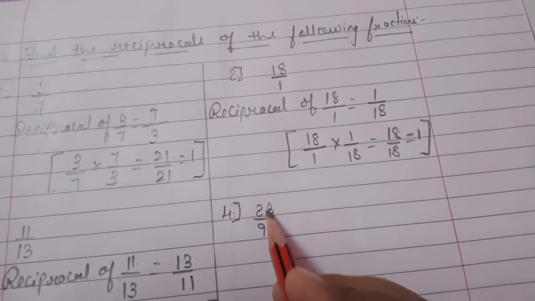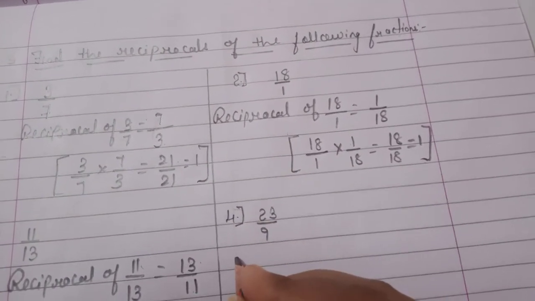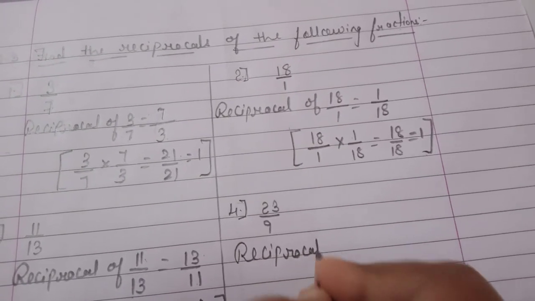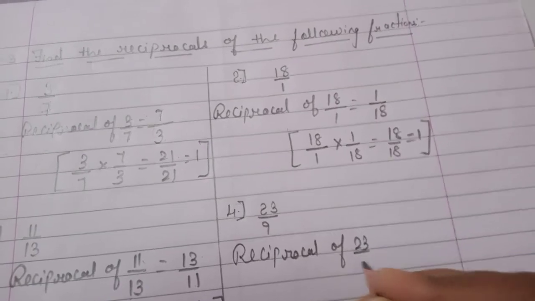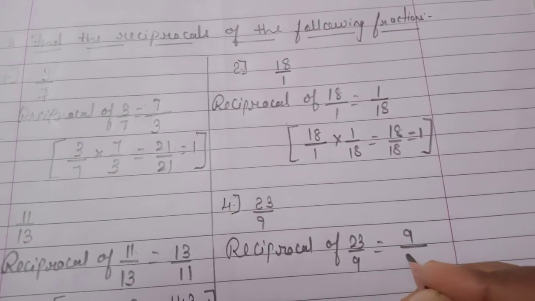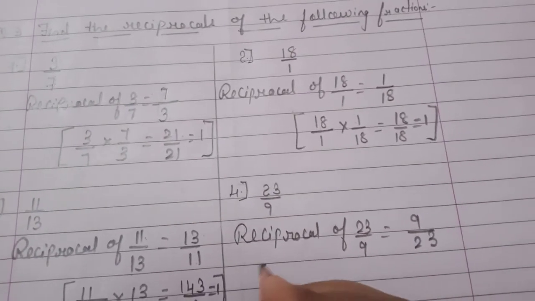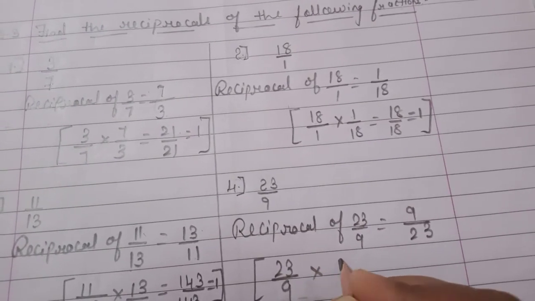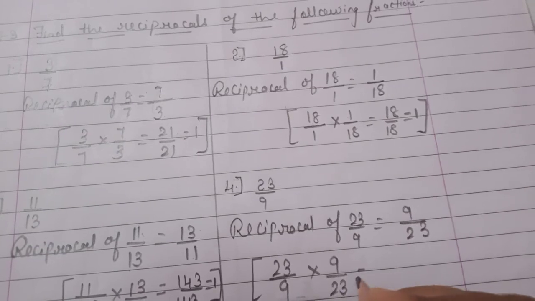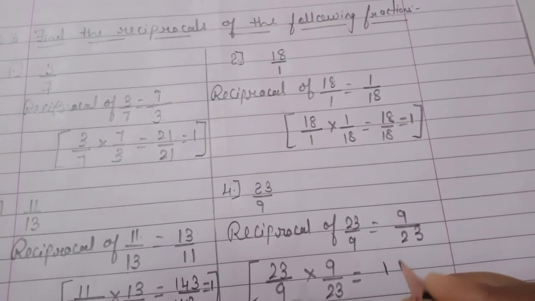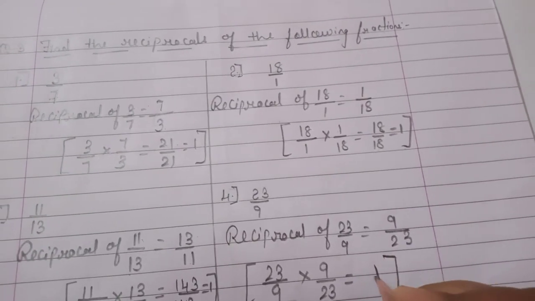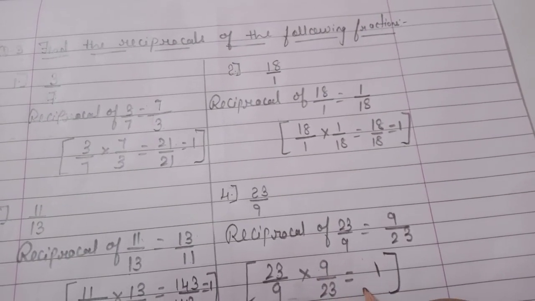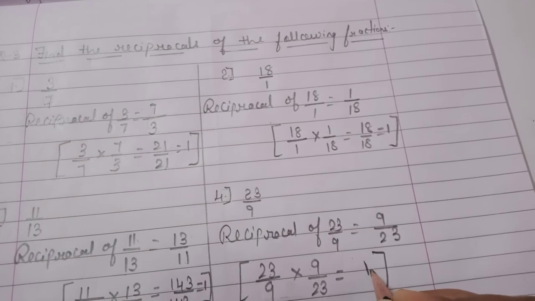Now number 4, 23 upon 9. So reciprocal of 23 upon 9 is equal to 9 upon 23. So in brackets we will write 23 upon 9 multiply by 9 upon 23 is equal to, we will get here 1. Whenever we multiply, we will get the same answer in numerator and denominator. So we will get the answer 1.